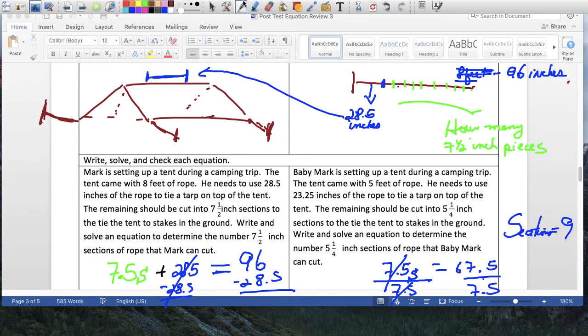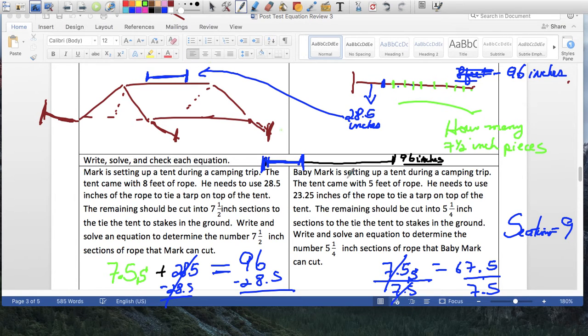So it sort of makes sense, right? He had a long piece of rope that was 96 inches. Sorry, 8 feet, which we changed to inches. So he had a long piece of rope, and he cut 28.5 inches. He used this section to tie the top part of this tent.